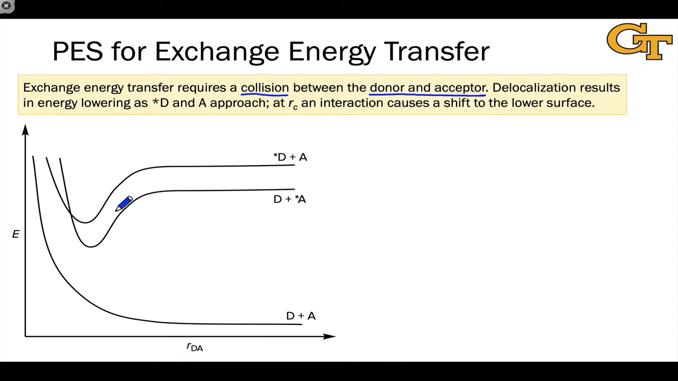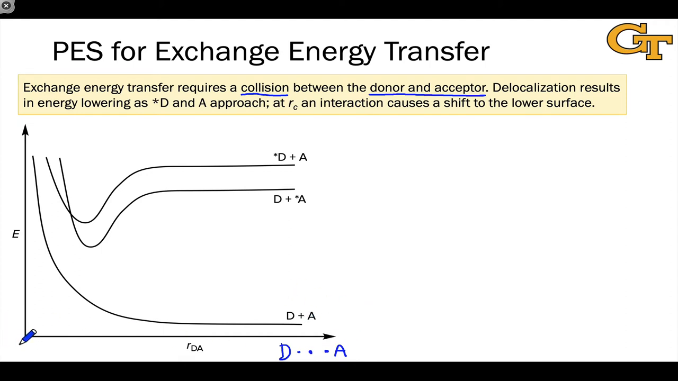So here I'm charting the distance between the donor and acceptor on the x-axis and the energy, the potential energy of the situation on the y-axis. This is a potential energy surface diagram. On the right, D and A are at very far distances, and the excitation states are different. Notice we're charting D having the excitation energy, A having the excitation energy, and both being in their ground states.